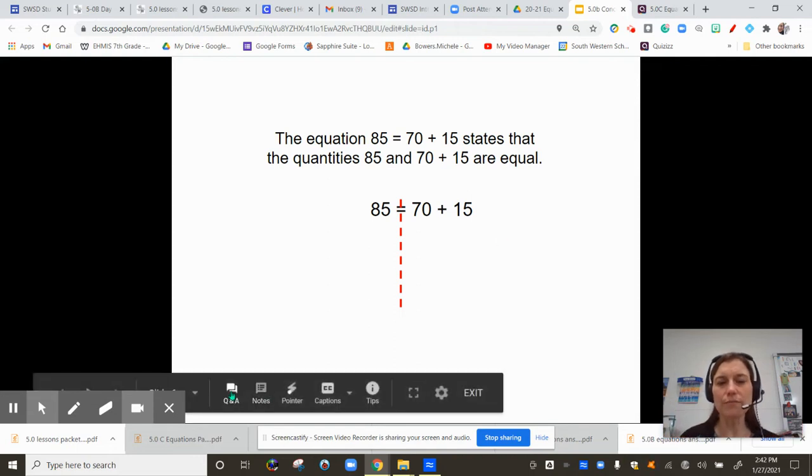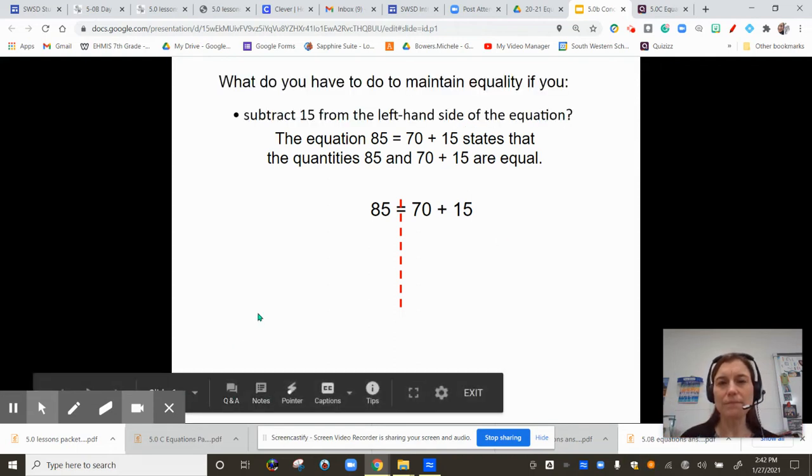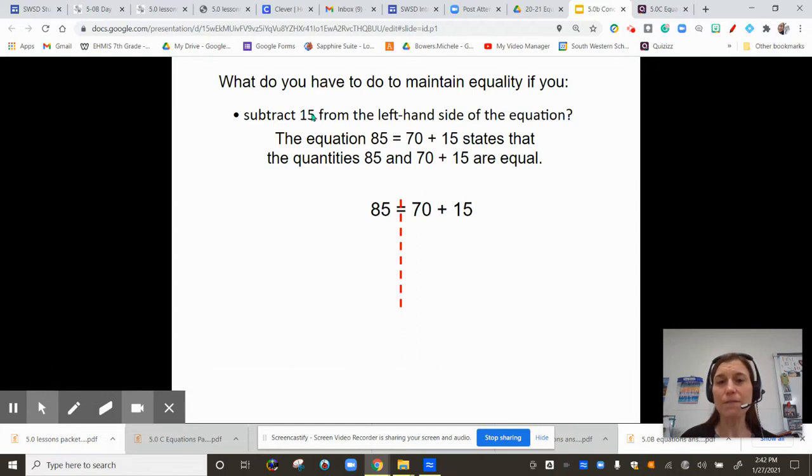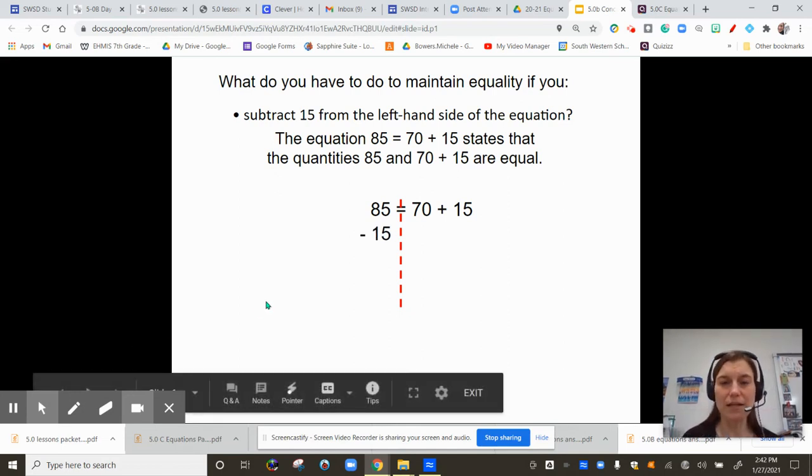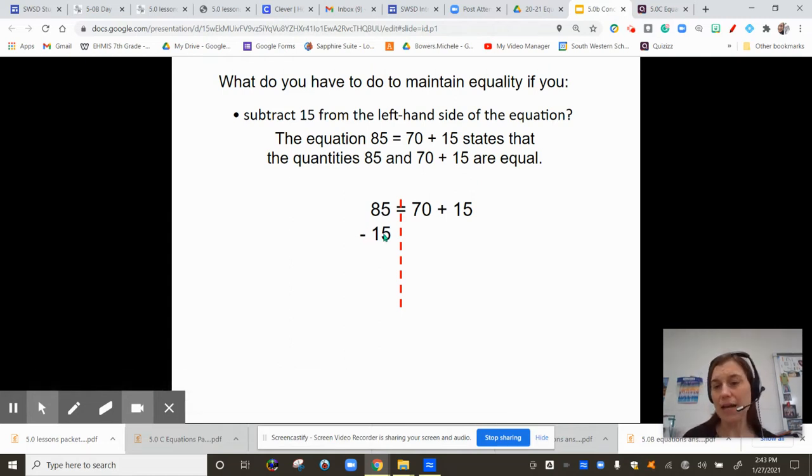If I were to subtract 15 from the left-hand side, here is how I would show that. I would write subtract 15, or a negative 15, under the 85, like we normally do with subtraction, like we're working down. But if I take away 15 on the left, now it's no longer equal. So for me to stay equal, I have to also take away 15 on the right.